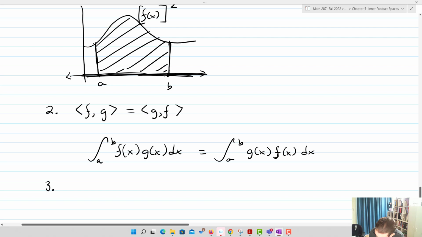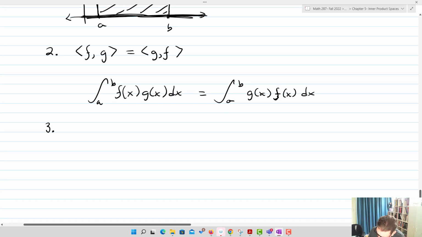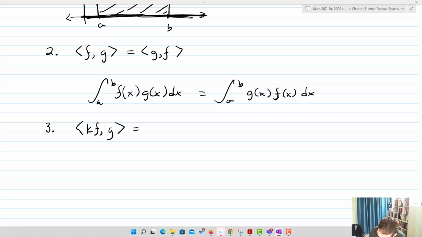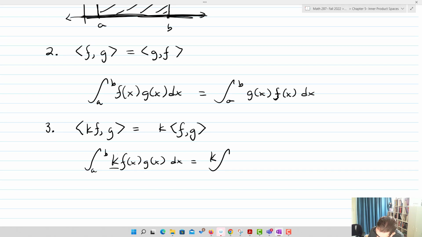Then third, we're going to need that kf inner product with g is going to equal k times the inner product of f with g. And if we look at that, again, we're going to remember some things about integrals. I've got the integral from a to b of kf(x) g(x) dx. And remember, one of our properties of integrals is that I can pull out the constant. So this is now k times the integral of f(x) g(x) dx, because I could just pull out that constant.